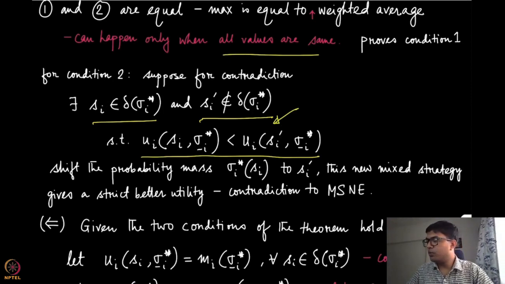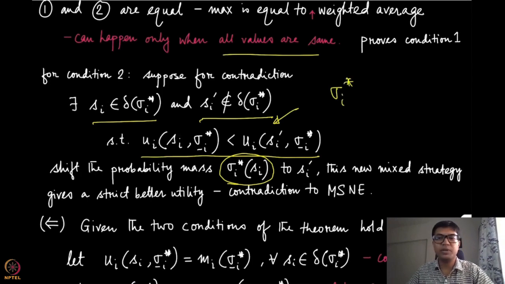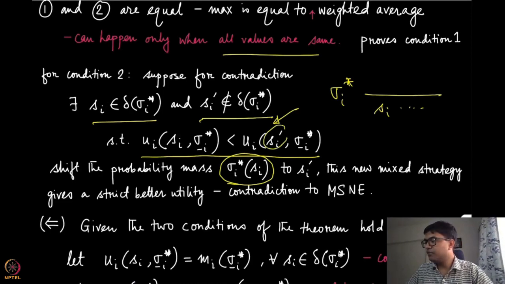Then the probability mass that I was earlier giving, so consider the strategy sigma I star, which gives different probability masses to different strategies, right? So there is SI and there are other strategies also in the support of sigma I star for player I. Because this SI prime has a larger utility now, whatever probability mass you are giving on this SI, that is sigma I star of SI, you just shift that probability mass to SI prime.